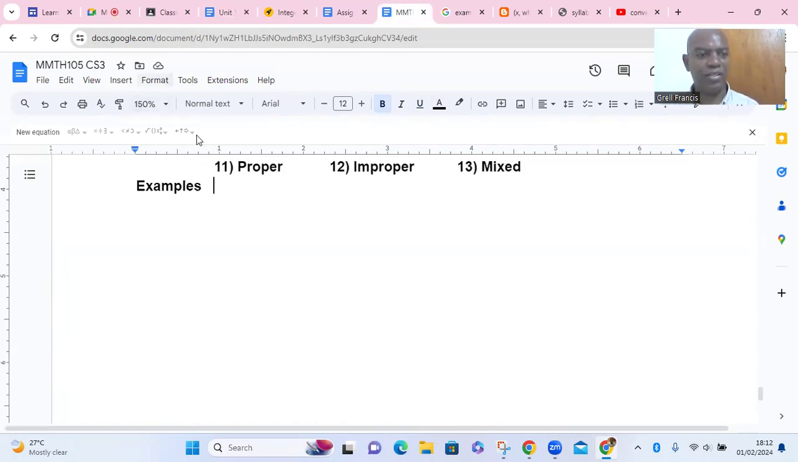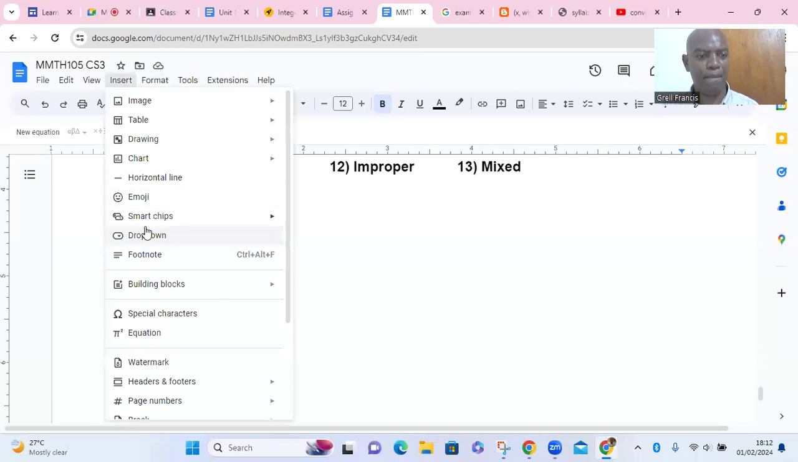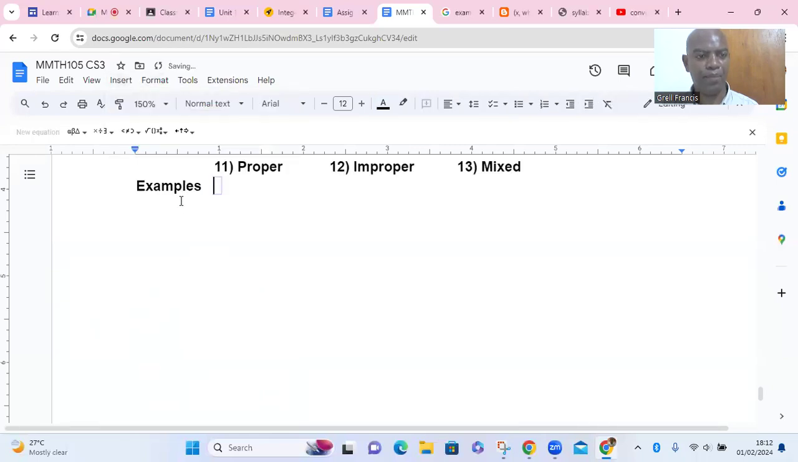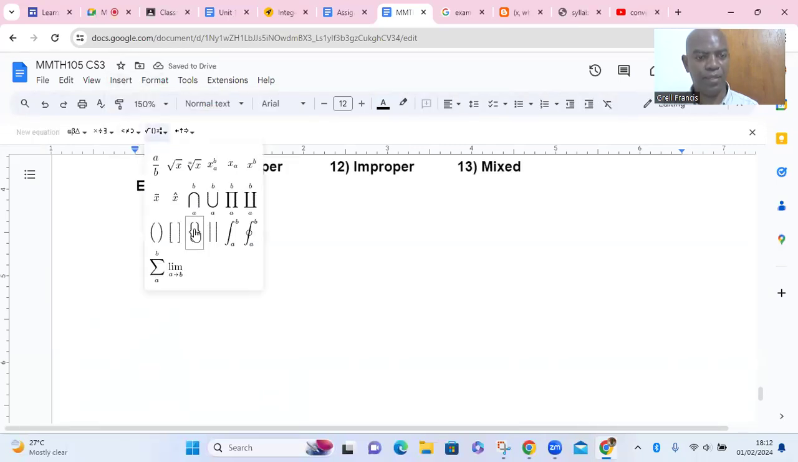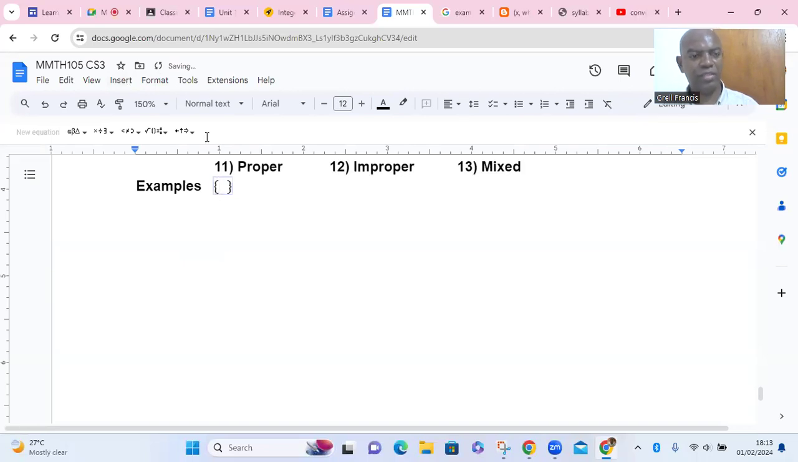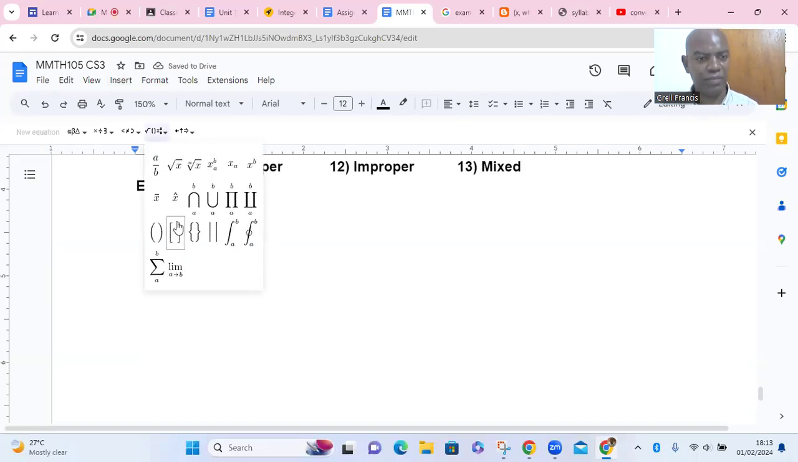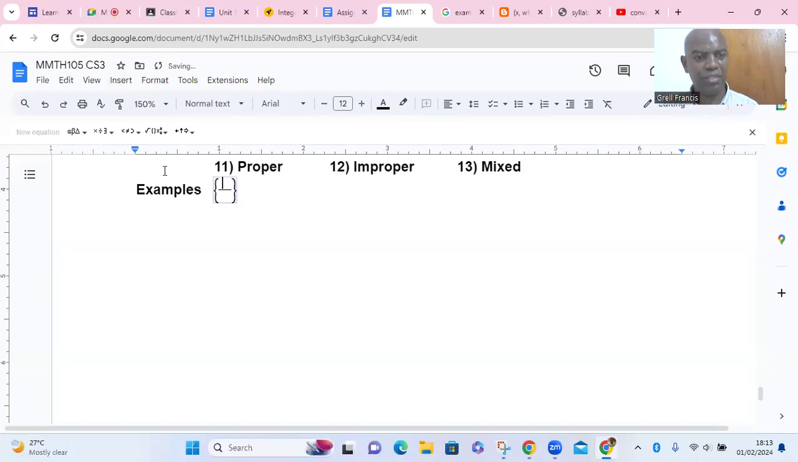Examples of proper fractions. Let's use this parenthesis so that you can stretch, and let's put the fraction operation. Your numerator has to be smaller than your denominator for a fraction to be proper, because it is expressing how many parts were taken from the whole. So that's proper. You can take 6 out of 90.